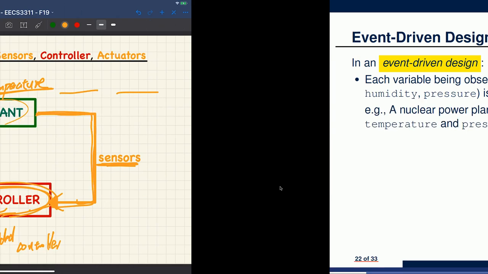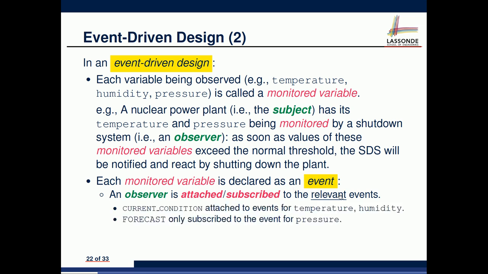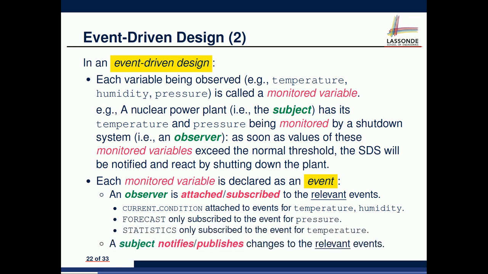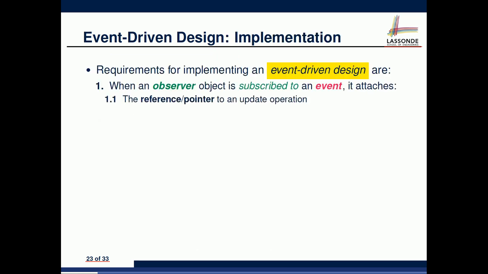Alrighty, so now monitor variable is basically events. So now imagine that every variable we talk about, temperature, humidity, and pressure, each one of them will be turned into an event. Here's an important concept I'm going to tell you. An observer is somehow attached or subscribed to relevant events. And then eventually we're going to notify all the updates to the relevant events. But let me see if I got any more slides to show. Okay, this is important.